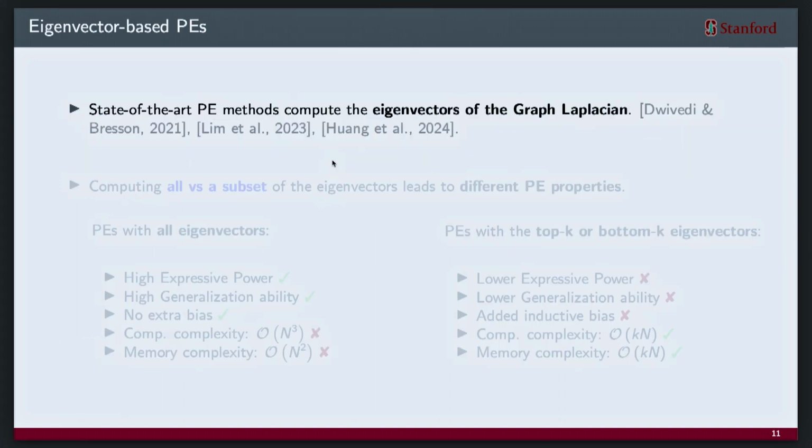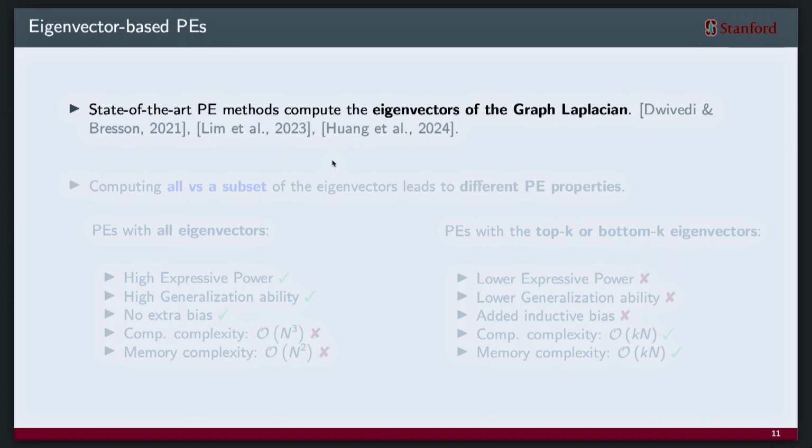But before I do that, let's discuss some prior work. Researchers have studied positional encodings for a few years now, I would say 3 to 4 years. State-of-the-art methods are using eigenvectors of the graph Laplacian as node positional encodings. For those of you that are not very familiar, the graph Laplacian is a matrix that encodes the graph structure. It encodes local and global properties of the graph. And the eigenvectors of the graph Laplacian inherit these very nice local and global properties.